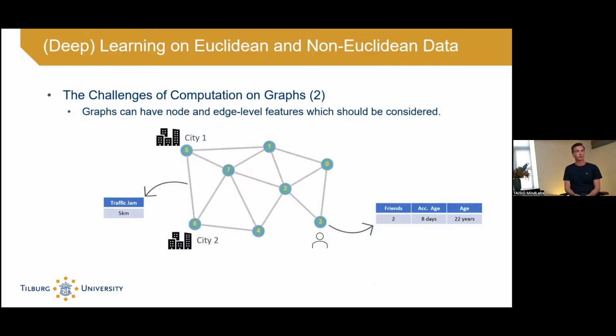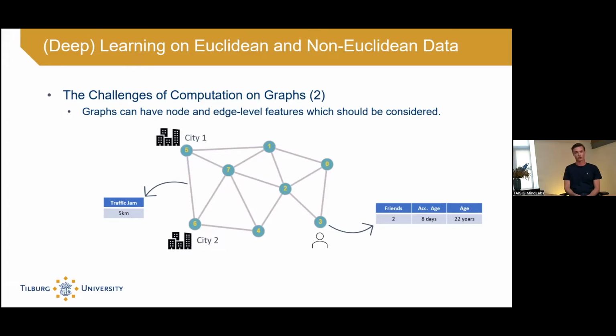And another issue is that these data sets of graphs often have node and edge level features, or information that you might want to include as well in your analysis. So imagine that this is again this figure, but now it's a network of cities. City 1 could be Den Bosch and city 2 could be Tilburg. If you want to calculate the estimated time of arrival, if you want to drive there, you would know the distance between the cities. It could also be interesting to know that there's a traffic jam ahead, and it's 5 kilometers of length. So you want to incorporate that information.